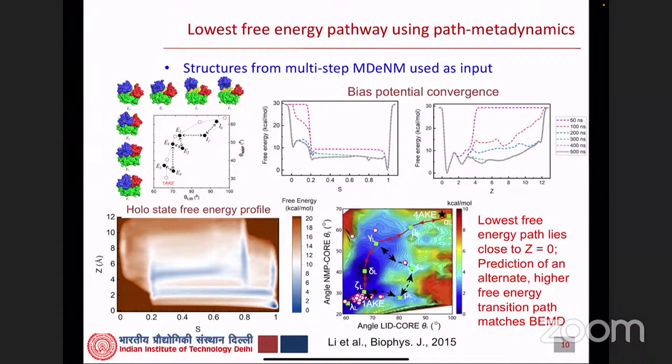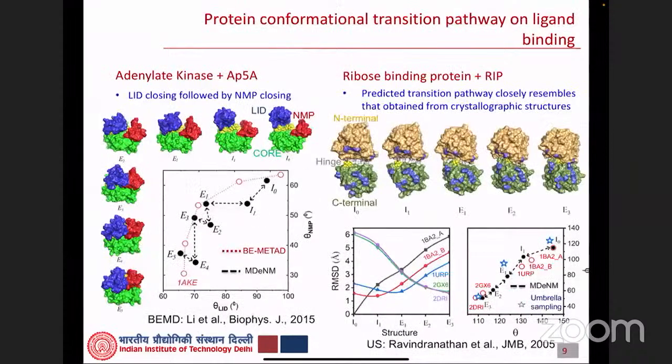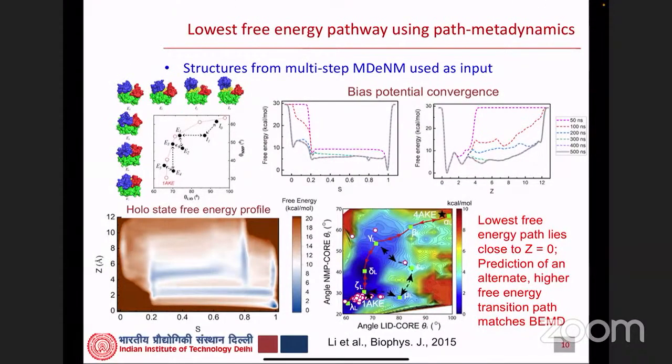So what we observed in fact was that if I do not include the ligand, then the state near s equal to 0, which is the unbound state, was the most stable state. And when I include the ligand, you can see on the bottom left that the state corresponding to s equal to 1, which is the bound state crystallographic structure, is the most stable state. And the path which we are predicting is lying very close to z equal to 0.